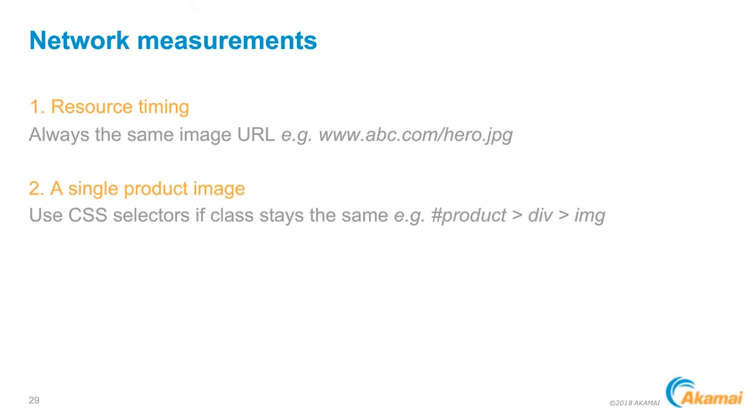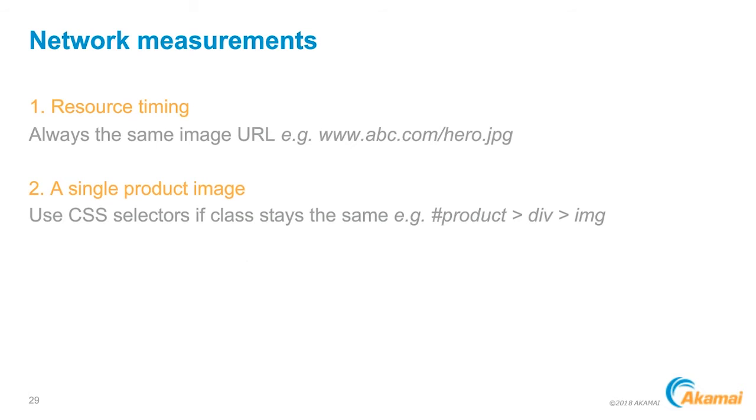So for example, if you have a product page that has a product image which has the class product, and within there's a div wrapper and then the image itself, we can specify this in mPulse, and now we can go and get under the same metric the performance of every single product image on all the product pages.